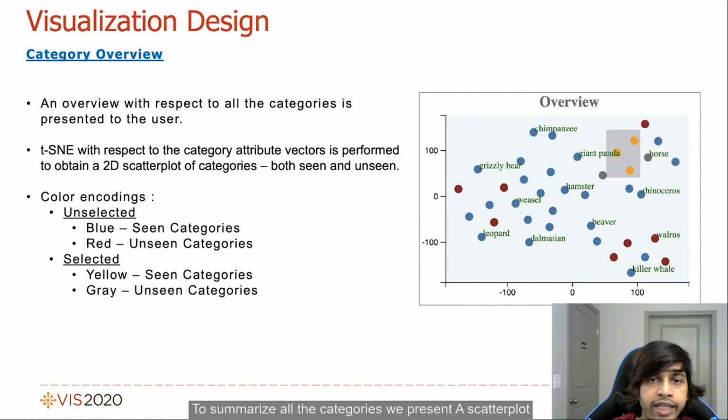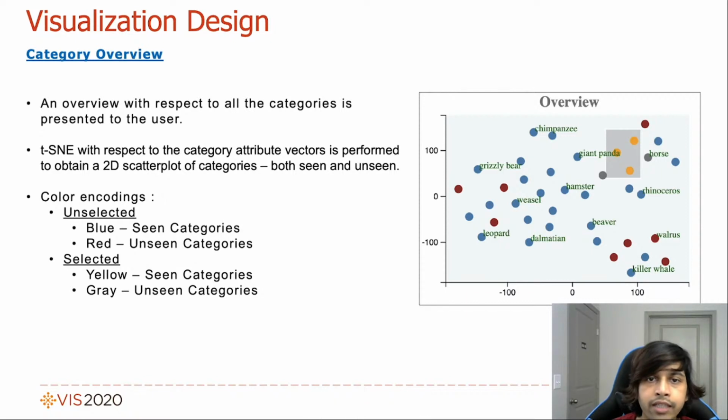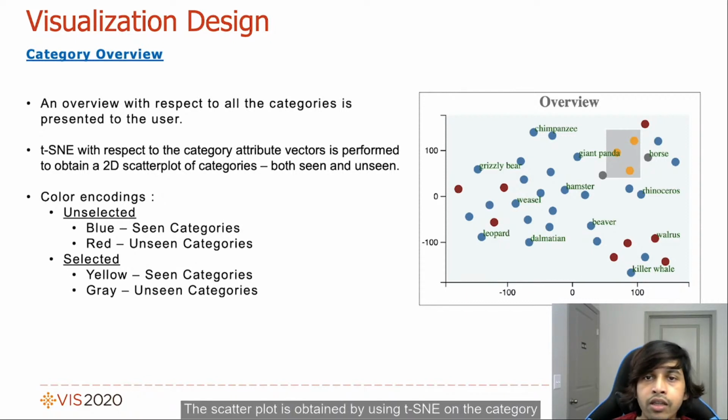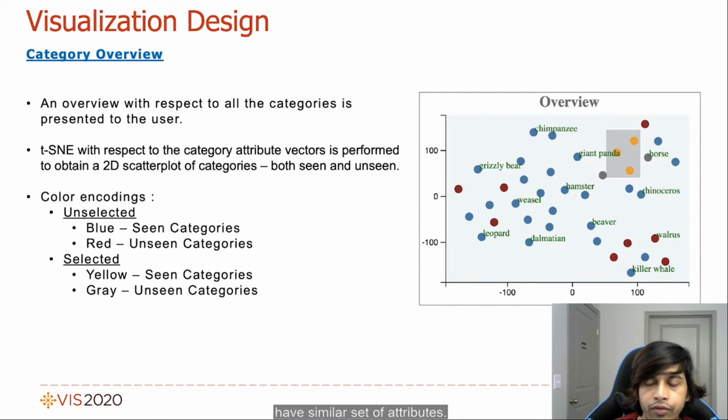To summarize all the categories, we present a scatterplot view to the user. The scatterplot is obtained by using t-SNE on the category attributes. Thus, the points that are closer to each other have a similar set of attributes.